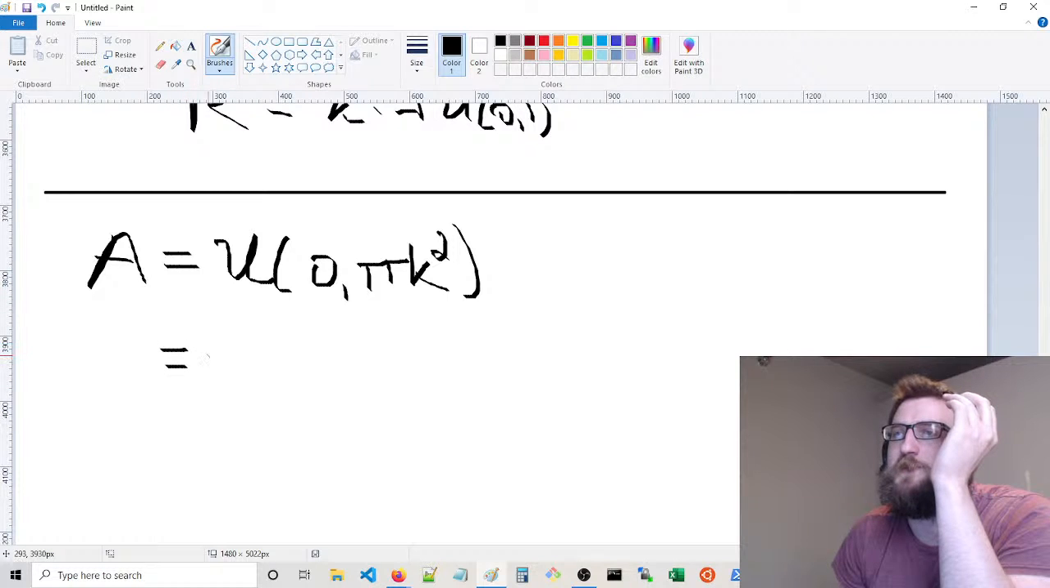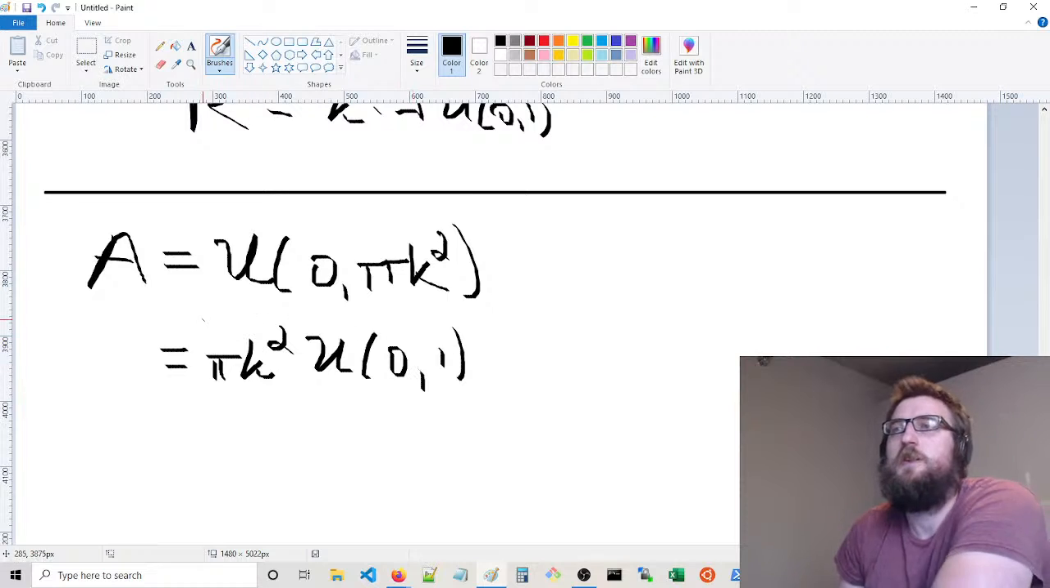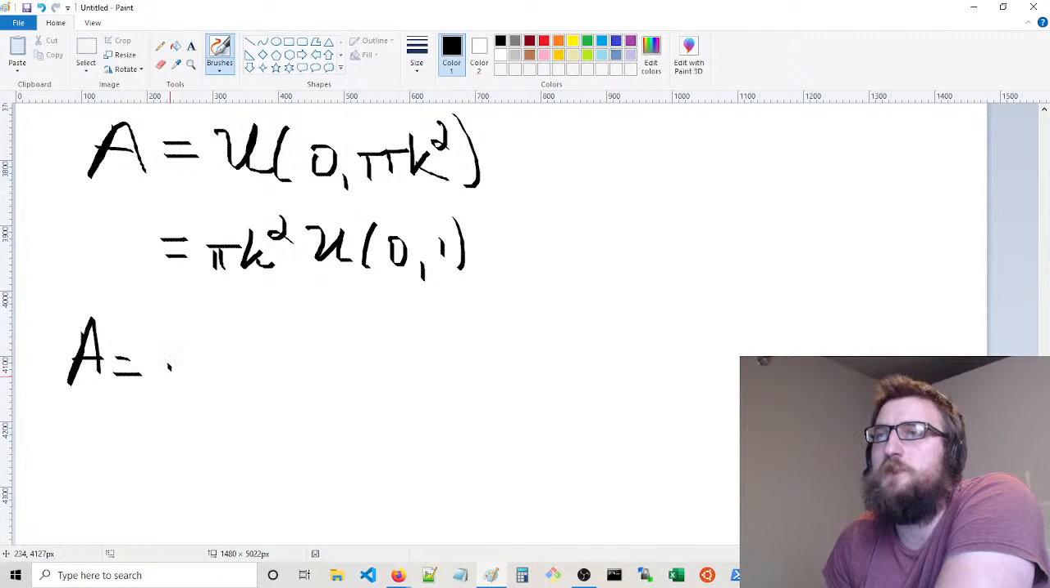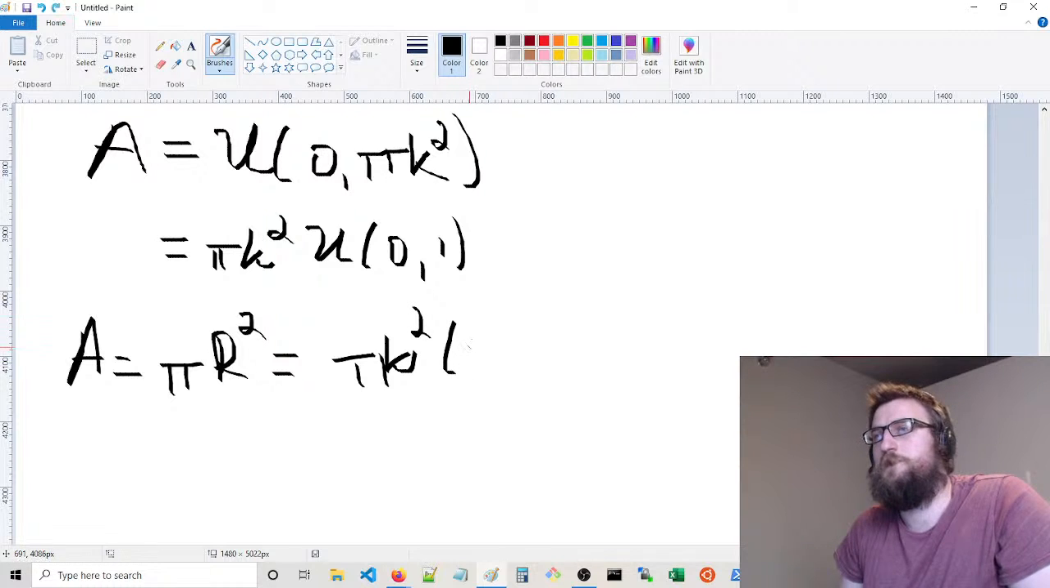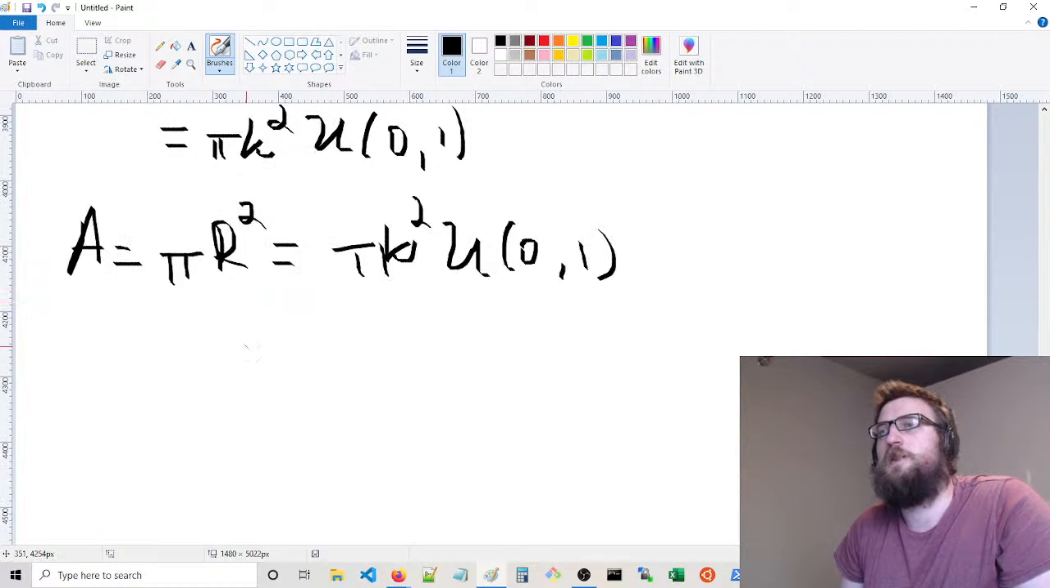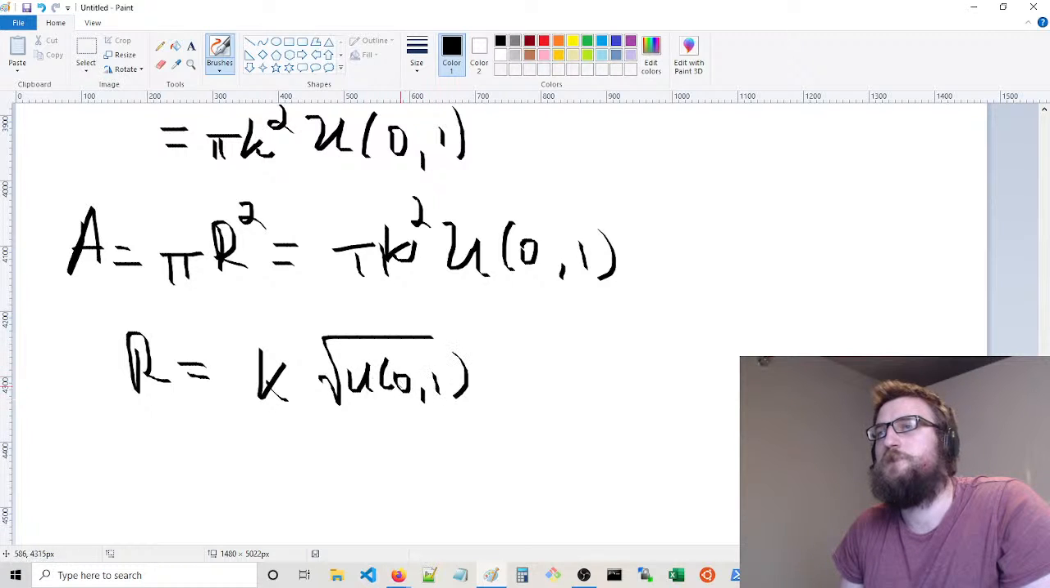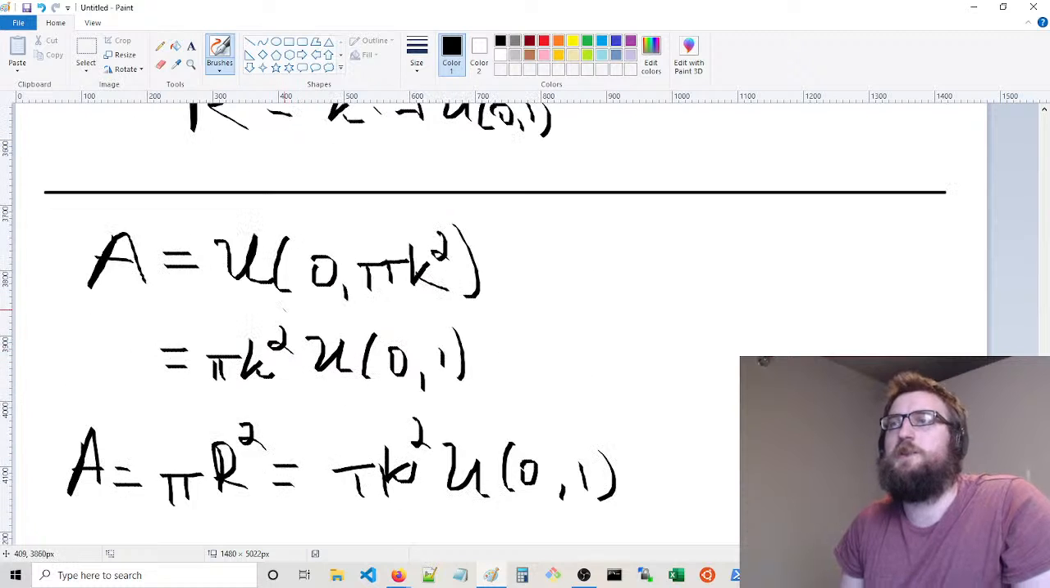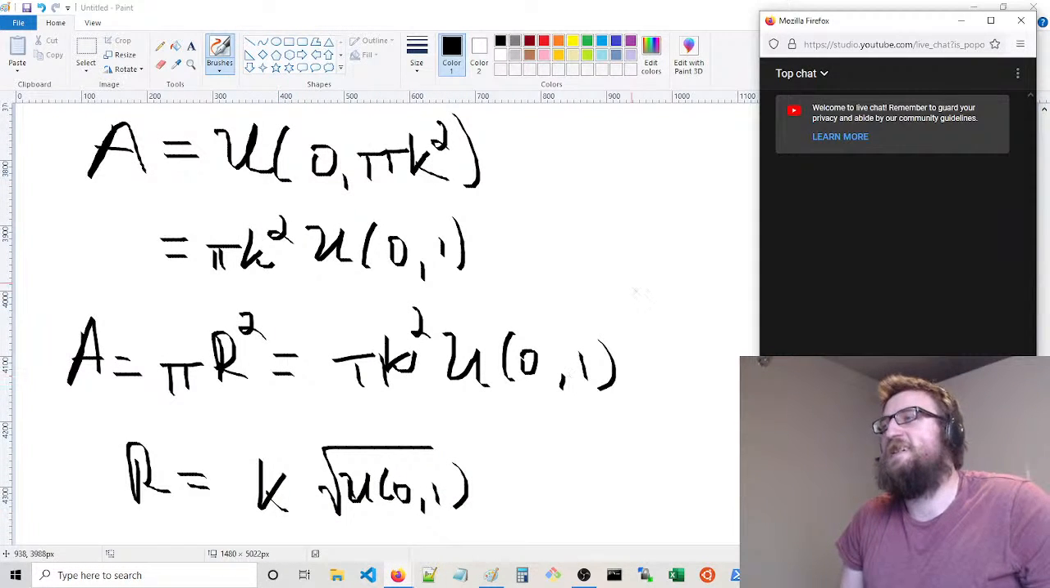And then that becomes pi k squared U(0, 1). And then we can say the random variable for the radius is related to the random variable a by pi r squared, which is then pi k squared U(0, 1), which then gives you r as the square root of this, k times the square root of U(0, 1). That's actually how this was done. This is actually really simple.